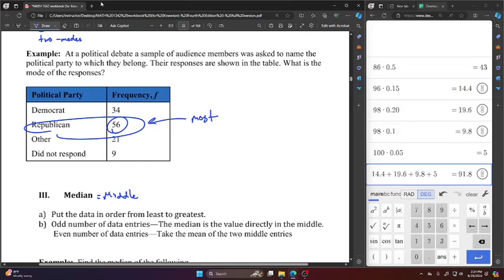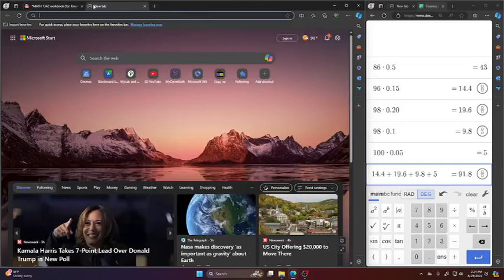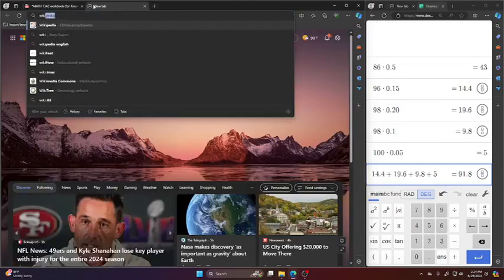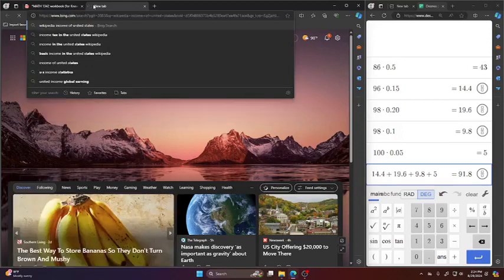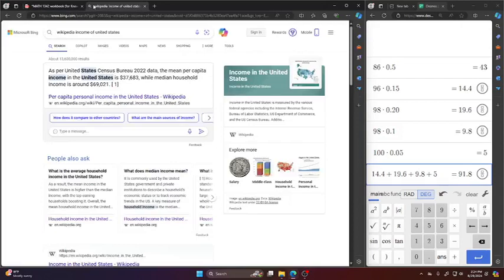Let's go to Wikipedia. Is that okay? Wikipedia is always right, so we're good. So Wikipedia, and I'm going to do income of United States. Oh my gosh. It's such a. Anyways.